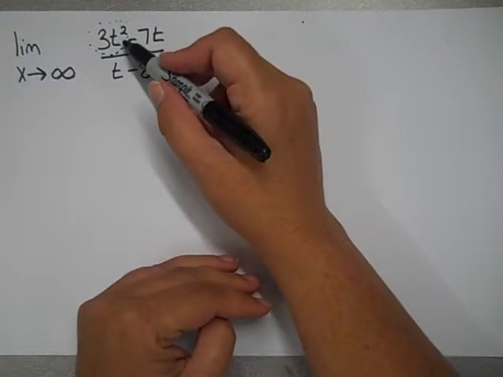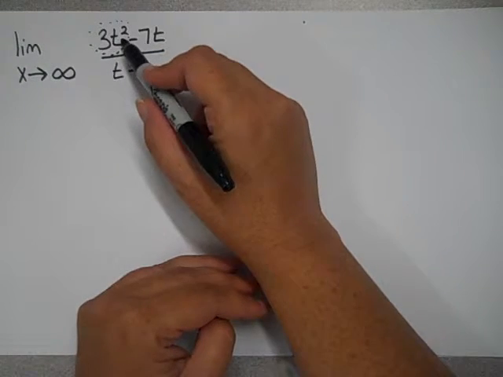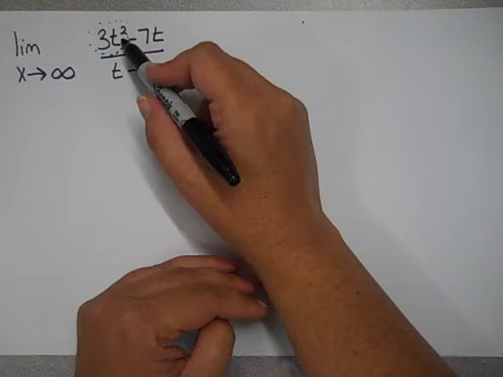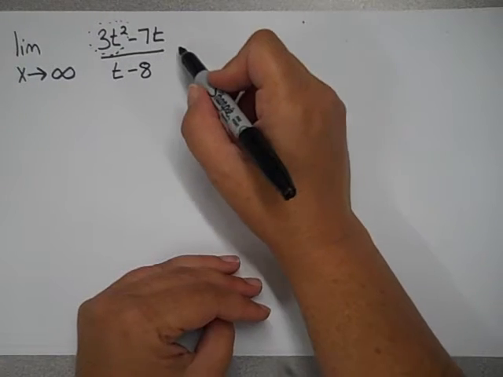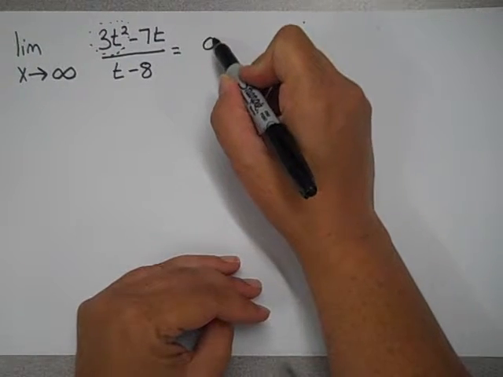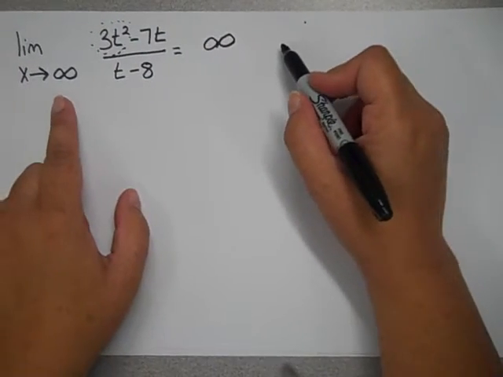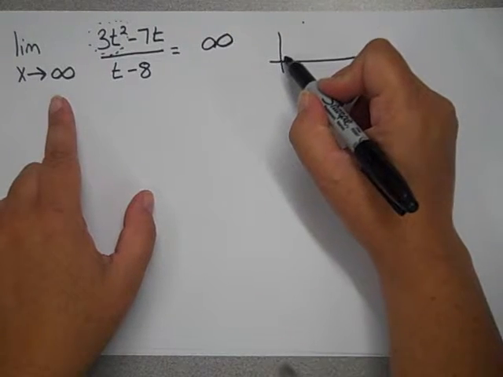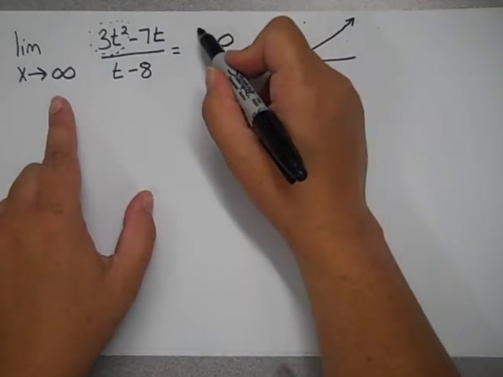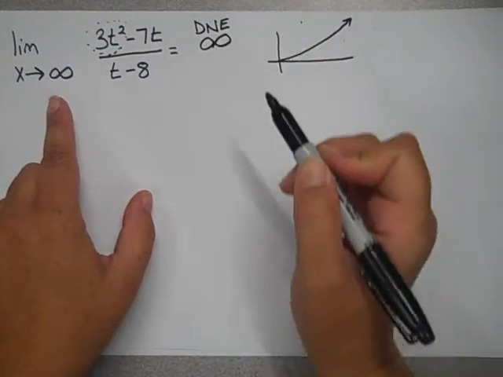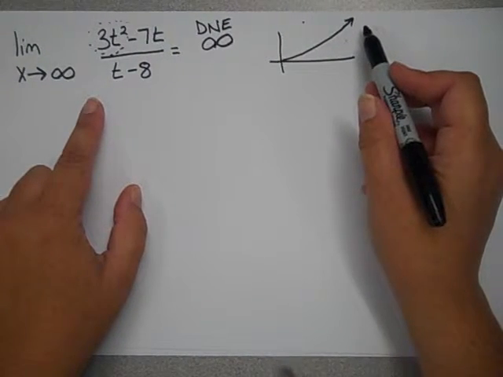So if the degree of the numerator is bigger than the degree of the denominator, by that I mean if the highest exponent in the numerator is bigger than the highest exponent in the denominator, your answer is going to be infinity, because this term is going to take over. So as x gets bigger and bigger and bigger in this function, the y values get bigger and bigger and bigger. Okay, so that does not exist. And also there's no horizontal asymptote. This is just going to keep getting bigger and bigger.